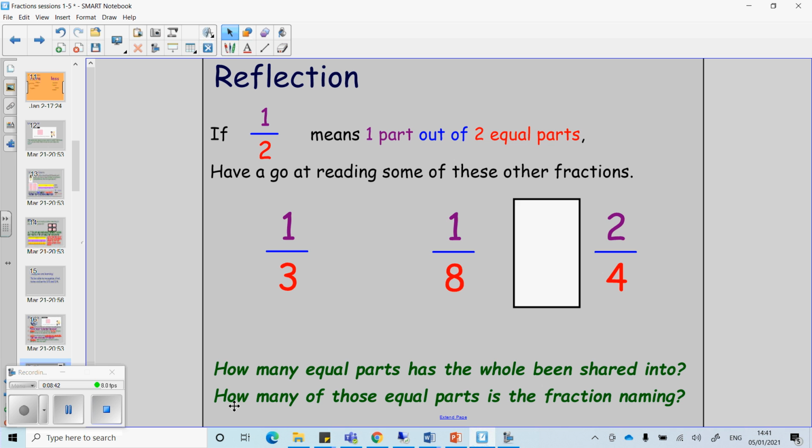Our next question, how many of those equal parts is the fraction naming? Well, that's where we look at our numerator, our top number. How many of those equal parts? Just one part out of the 3. 1 part out of the 8 equal parts. And our challenge, 2 parts out of the 4 equal parts.